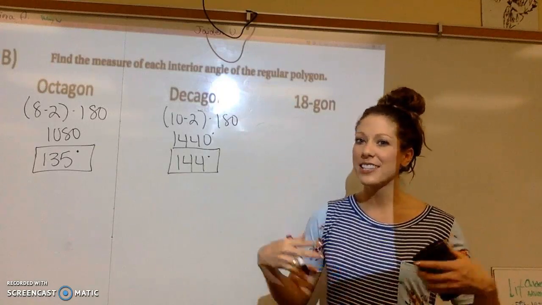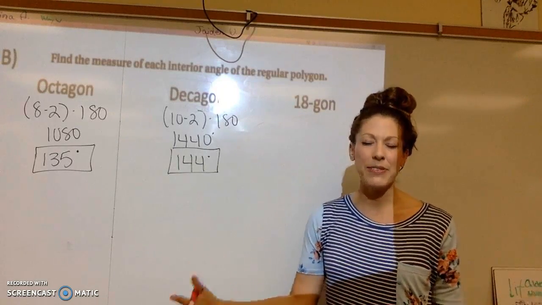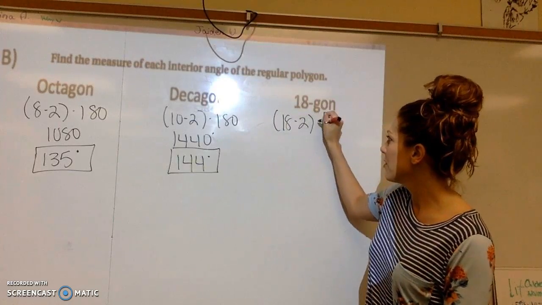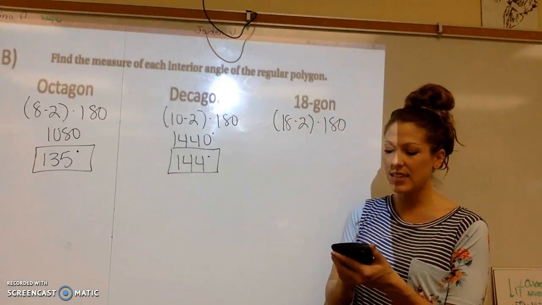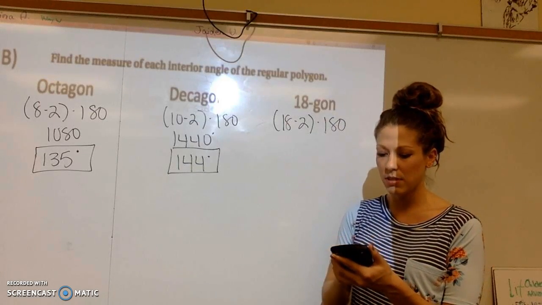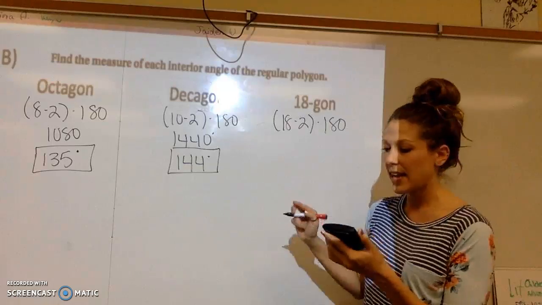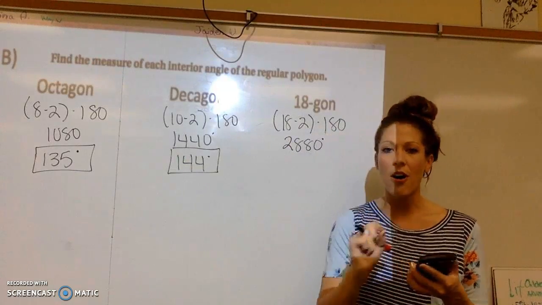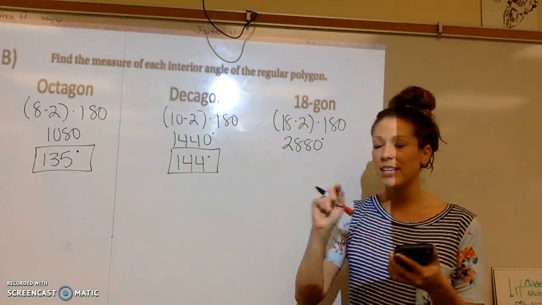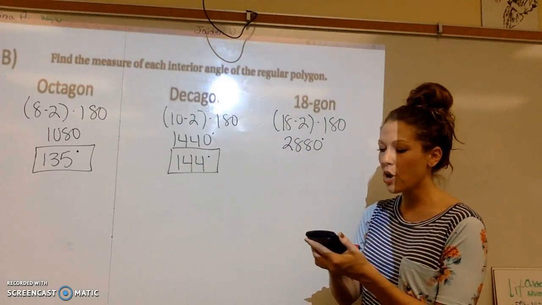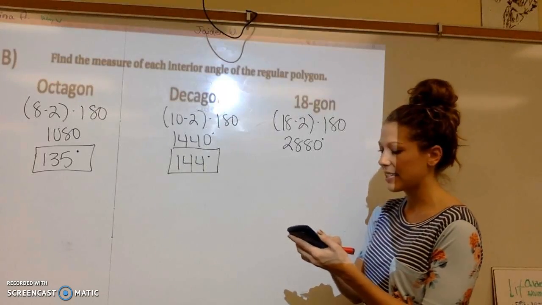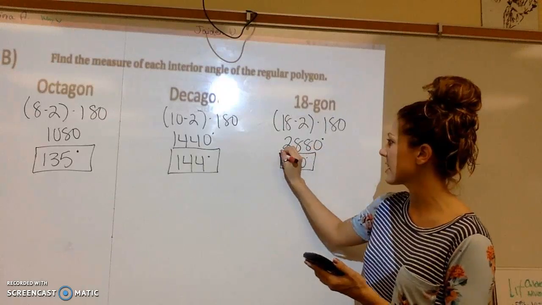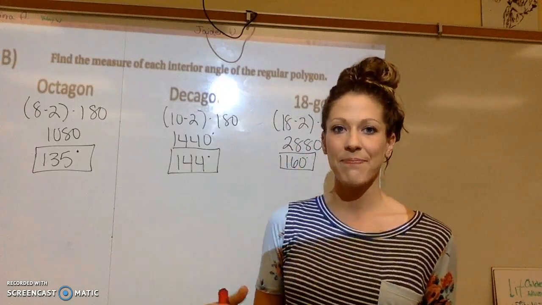Now an 18-gon, so that's 18 sides. We don't even have a name for that. So we would take 18 minus 2 times 180, so 16 times 180, which is 2,880 degrees. So all the angle measures add up to this. So for each one, we're going to divide that by 18. Each one must be 160 degrees since there are 18 angles that are all the same.